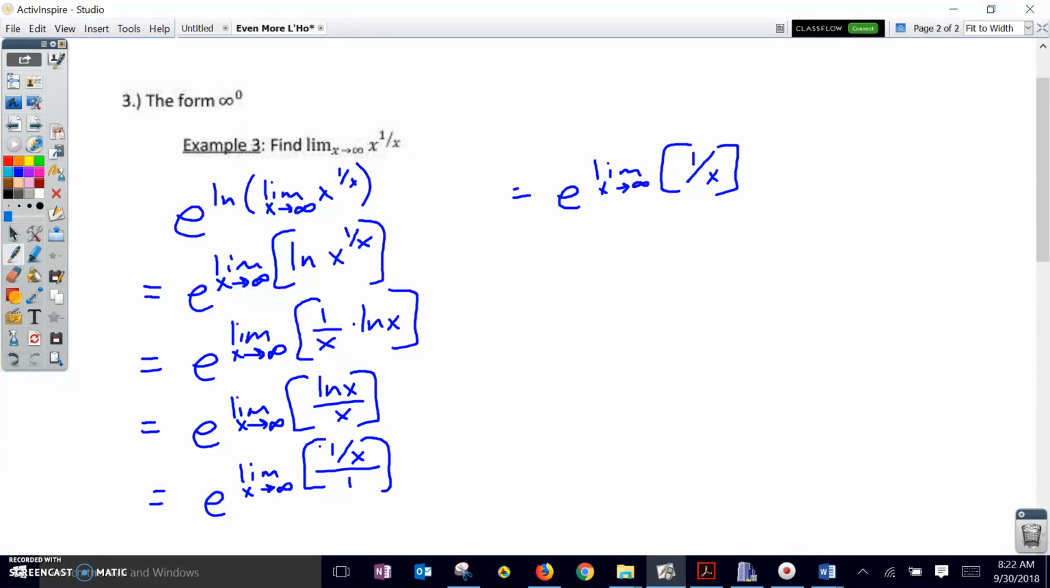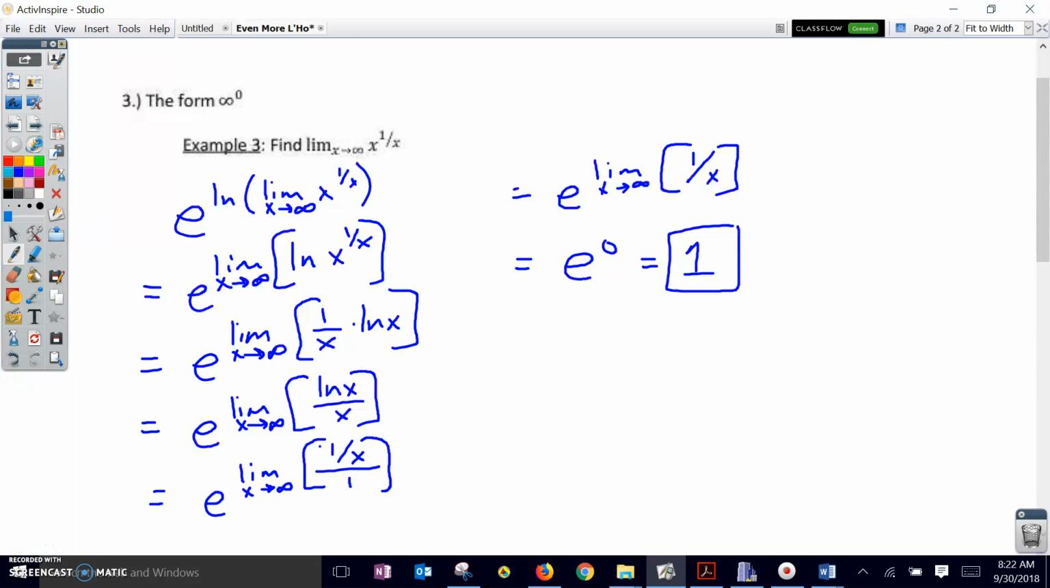And now as x goes to infinity, 1 over x goes to 0, so this is going to be e to the 0, or 1, as our limit. Okay, and that's how we can use L'Hopital's rule on the indeterminate forms dealing with exponents.